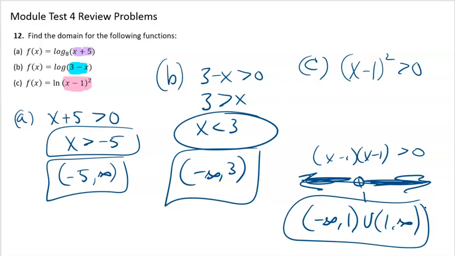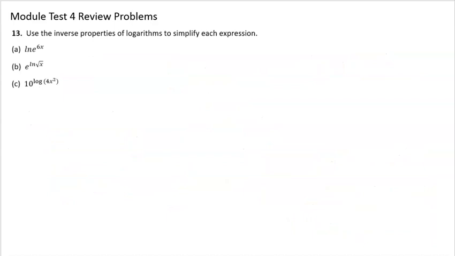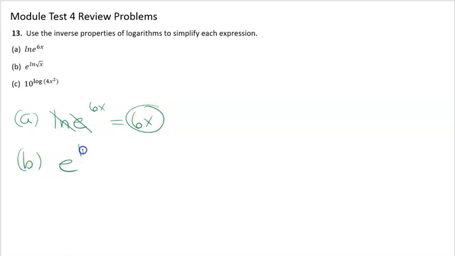So for this problem, we're supposed to use the inverse properties of logarithms. So when I look at problem A, the natural log of e to the 6x, y'all remember natural log and e cancel each other out. They give me just regular old 6x. Question B, e to the natural log of the square root of x. Once again, the e and the natural log cancel out and give me a result of square root of x.